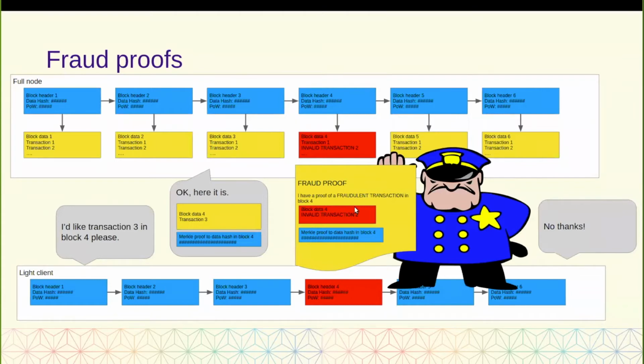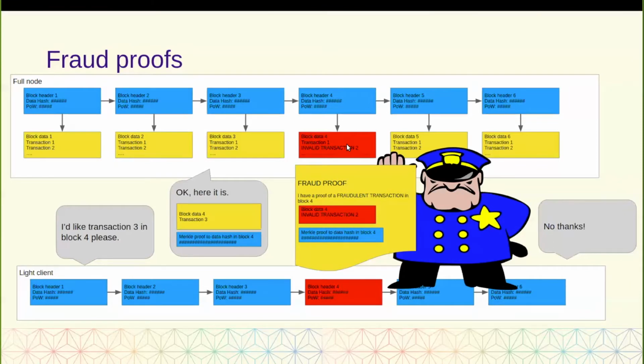We create so-called fraud proofs. So we basically have this policeman in this case, which could be any other node, anyone who has seen that there's an invalid transaction, can create this fraud proof, which is like a short description of what happened here. So they will give this invalid transaction, but they will also give the witness, the proof that this was included in this block header 4.